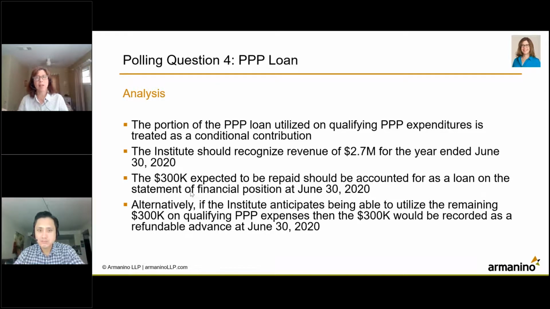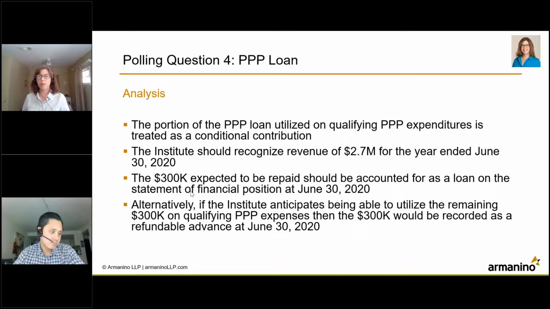And if that's the case, it would still be a liability, but it wouldn't be debt. So you wouldn't need to do those debt disclosures. It would be a refundable advance that you're expecting to get refunded. I think you'd probably want to have a footnote that explains all of this. But yes, there's a number of different ways that this could be treated depending upon your organization's exact fact pattern.